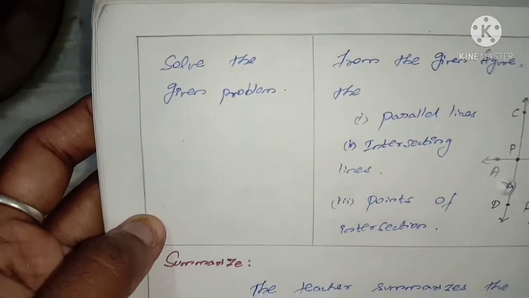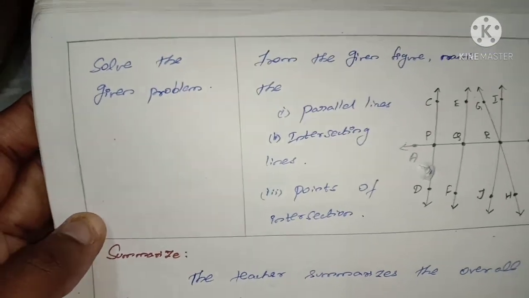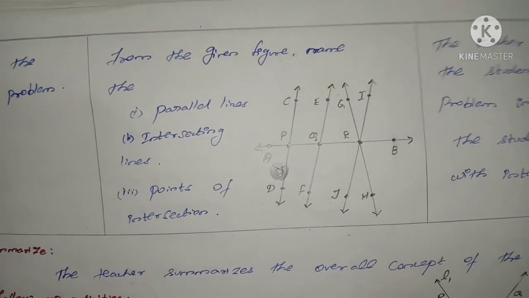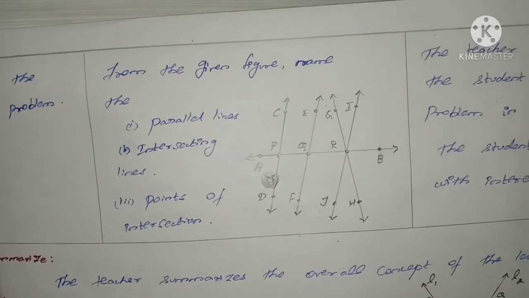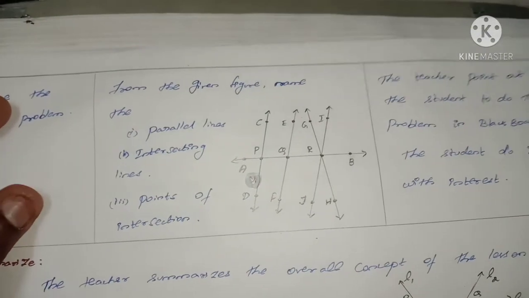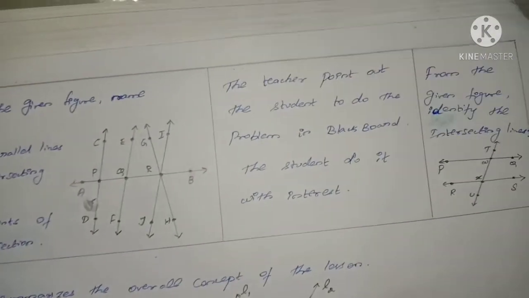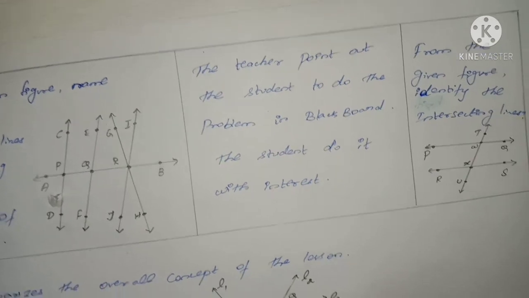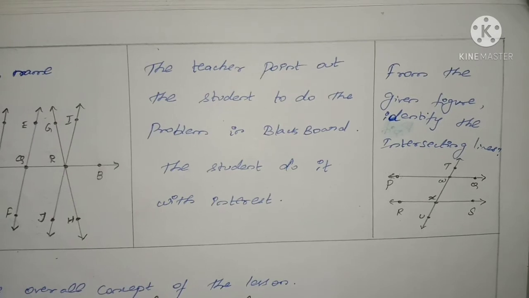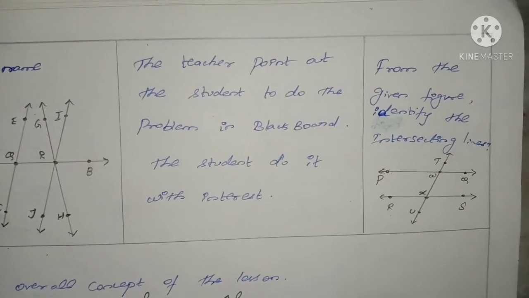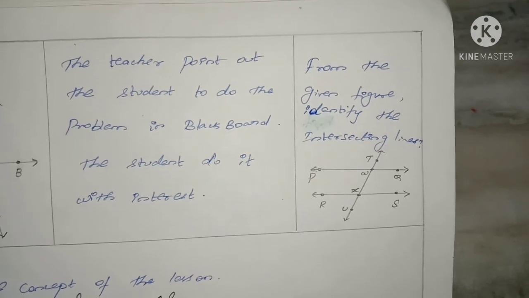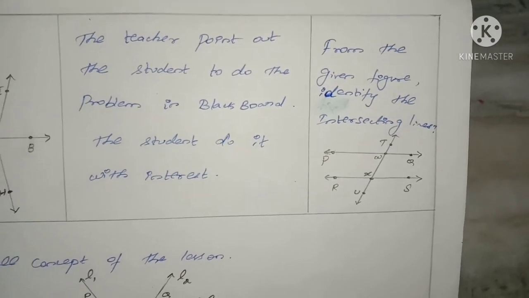In the next row, solve the given problem. In the next box, from the given figure, name the parallel lines, intersecting lines, point of intersection, then draw the diagram. In the next box, the teacher points out a student to do the problem on the blackboard. The student does it with interest. Last box, from the given figure, identify the intersecting lines. Then draw the figure.